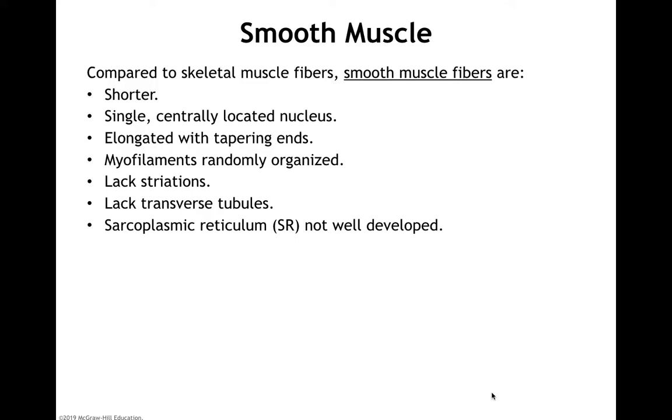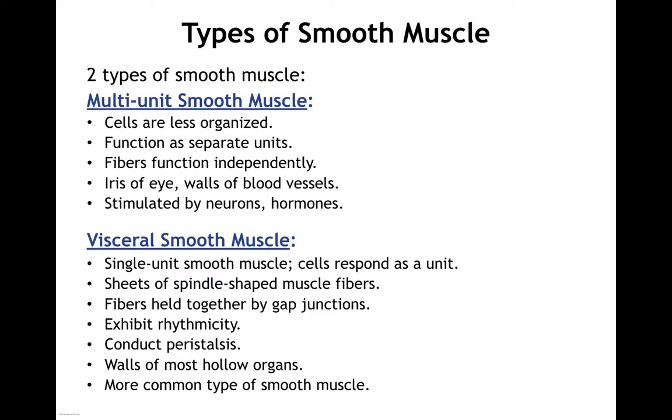So compared to skeletal muscle fibers, smooth muscle fibers are much shorter. They have one nucleus located near the center. They are elongated with tapering ends. Their myofilaments are more randomly organized, so we don't get striations. They don't have transverse tubules, and they don't have the sarcoplasmic reticulum, at least not to the same extent as skeletal muscle.